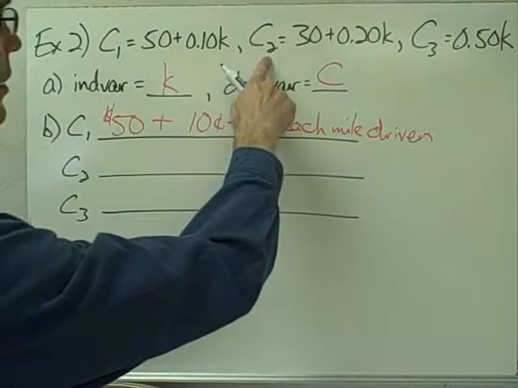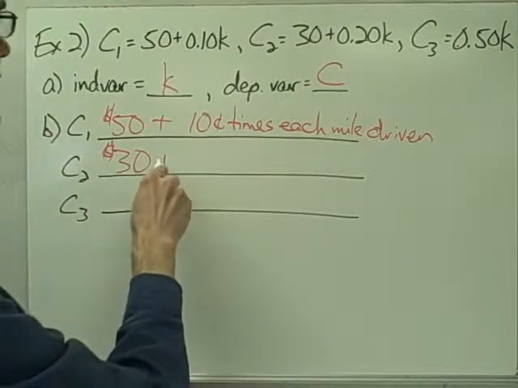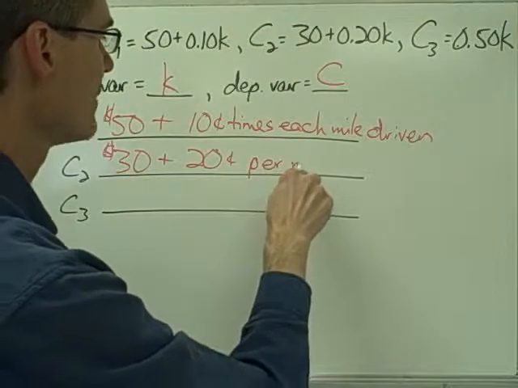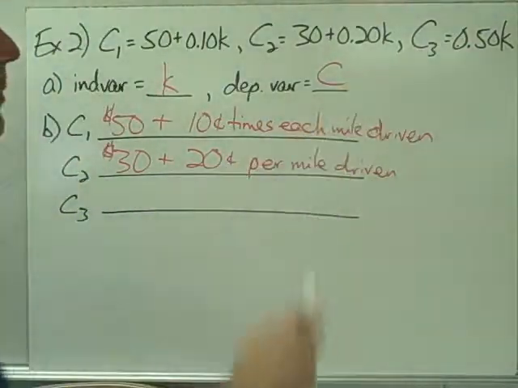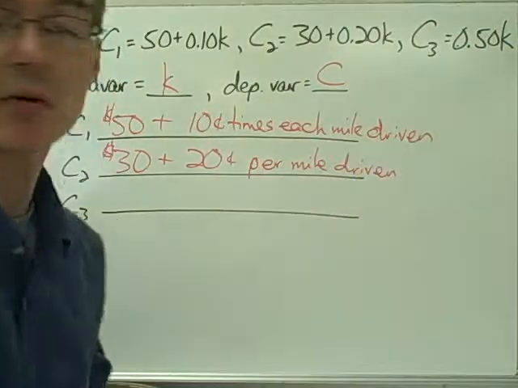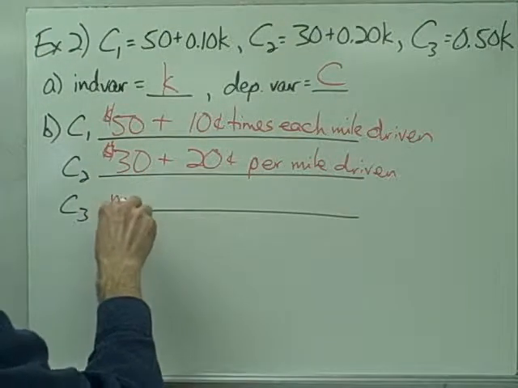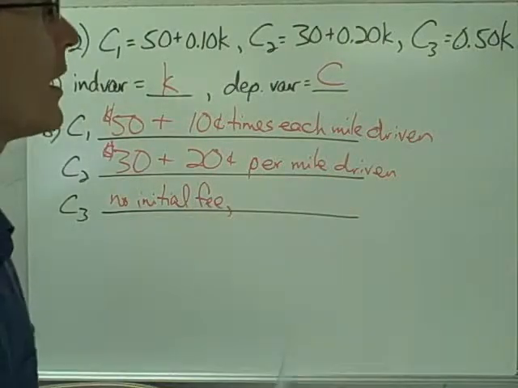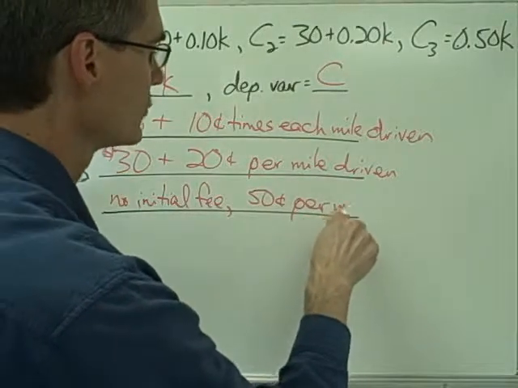The cost for renting a car from car company number 2 is going to be $30, that's my initial fee, plus 20 cents per mile driven. And finally, car company number 3. Now notice here I don't have a vertical intercept, or I could say my vertical intercept is 0, which tells me that my initial cost is 0. There's no initial cost or no initial fee. But it does cost me 50 cents per mile driven.